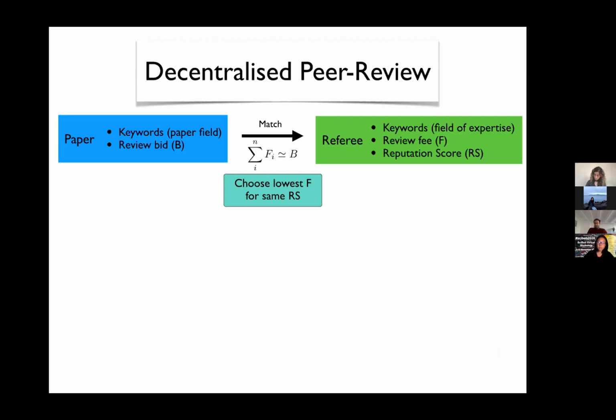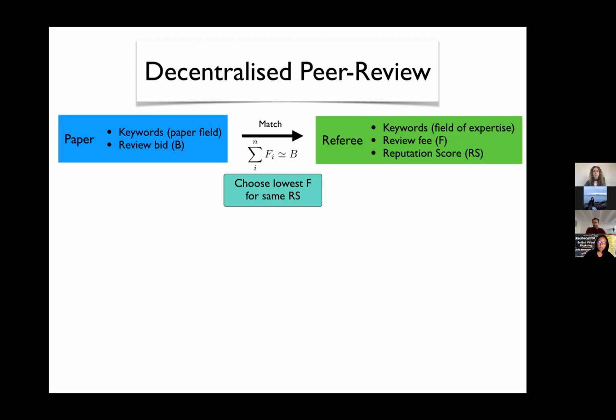And at this point, you see that you only have to do a match. To do a match between the fee, which is bid by the scientists who want the work to be peer reviewed, and the referees that can do this work, right? So you basically want to solve this equation. You want the fee to be equal to the sum of the review fees asked by a number of referees, for example, 4 referees. And the important point is that, of course, you want to choose the lowest fee asked by referees with the same reputation score. So if there are 2 referees available with the same reputation score, but one is asking a lower fee, then you assign that paper to that referee.